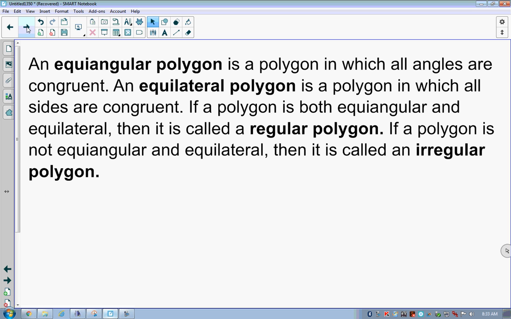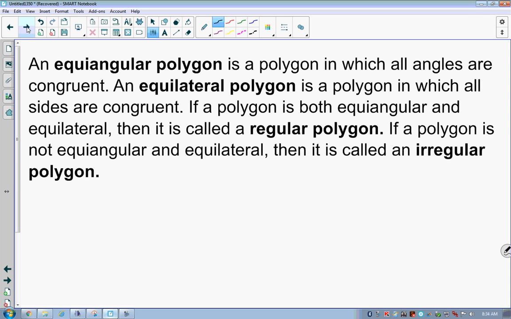And if they only show you one of those two things, you're going to say, no, I don't have enough information. We've got to be able to prove both of those things to say that it's regular. Does that make sense? All right, if a polygon is not equiangular and it's not equilateral, meaning it's neither of those two things, then we refer to it as irregular. Okay?